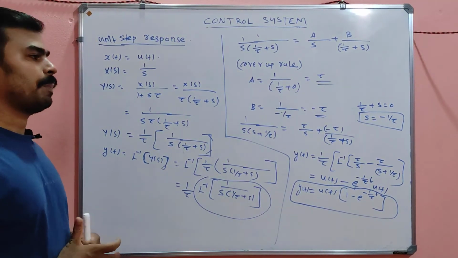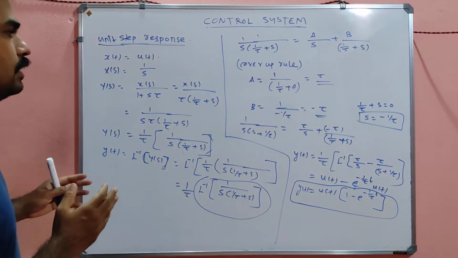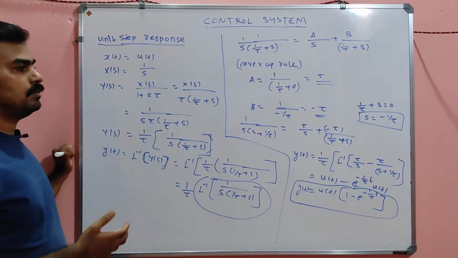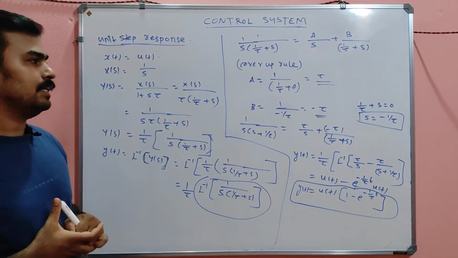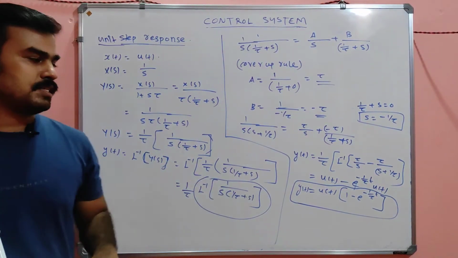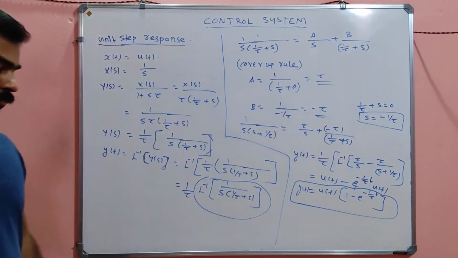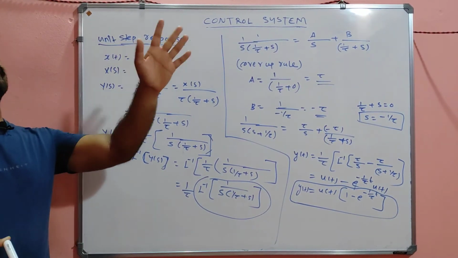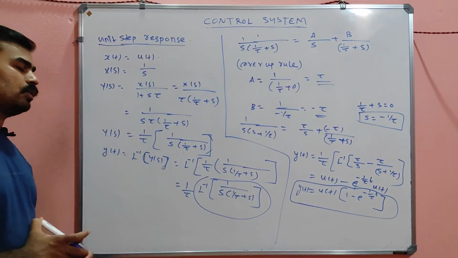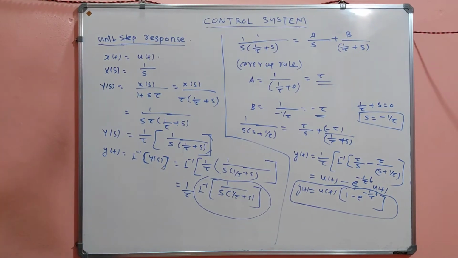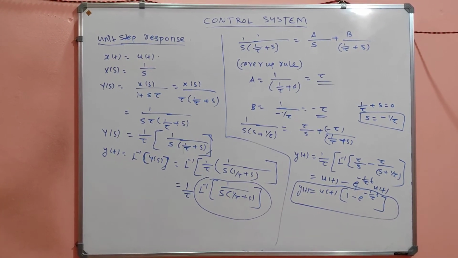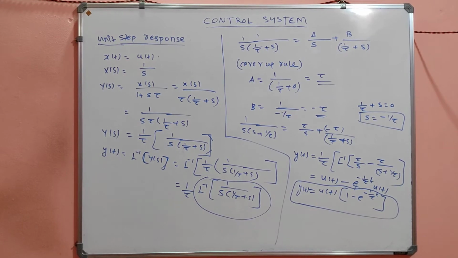Very, very important. They may not ask you the derivation and all, but for your understanding, I derived it for the first order system at least. So this equation you have to remember all the time. y of t is equal to u of t into 1 minus e raised to minus t by tau, u of t. That's it. So that's all about the unit step response. Next.